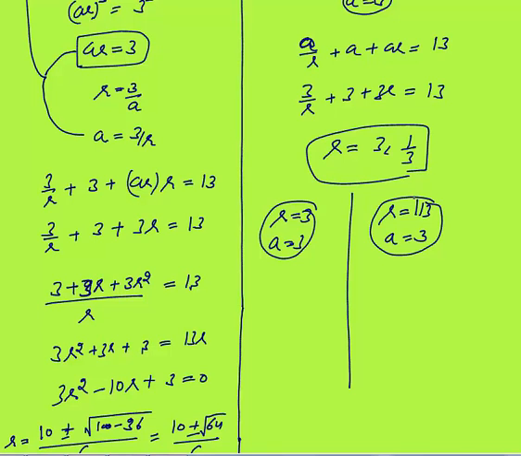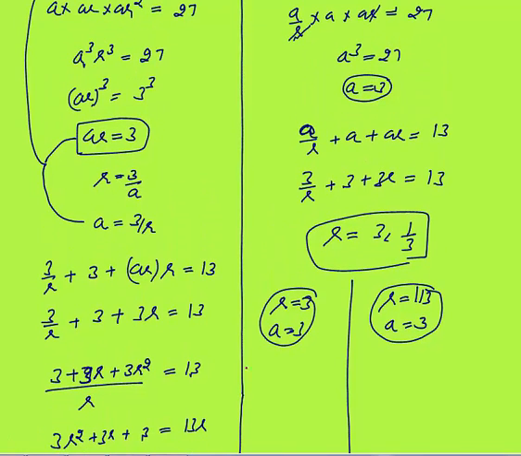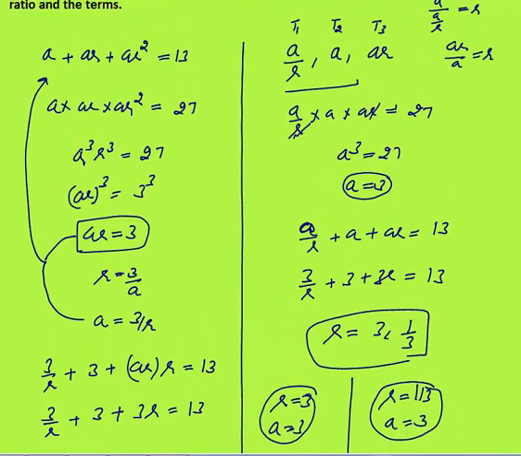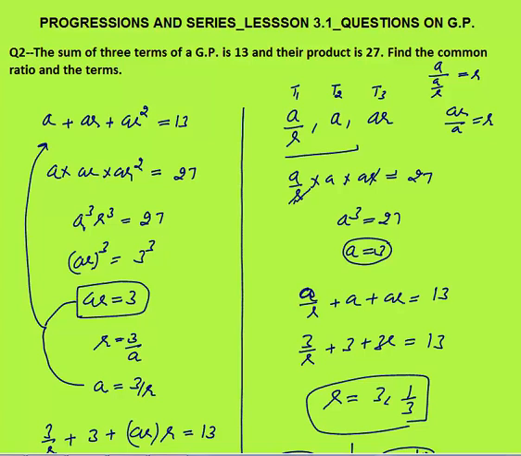So the terms are a by r, a, and ar. Here also the terms are a by r, a, and ar. For r equal to 3: a by r, 3 by 3 would be 1, a is 3, ar would be 9. For r equal to 1 by 3: a by r, 3 by 1 by 3, this will be 9, 3, and 1. So the GP could be 1, 3, 9 or 9, 3, 1. So that is what we need to calculate. So it is very important to know how to take the three terms in a GP.